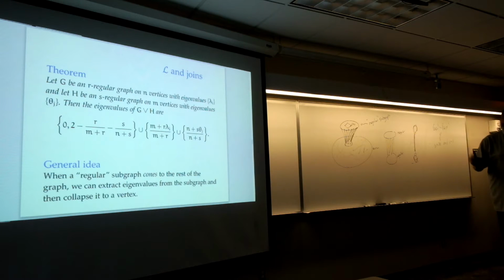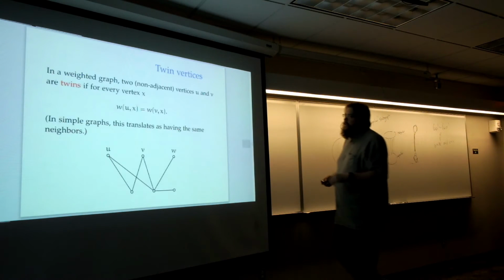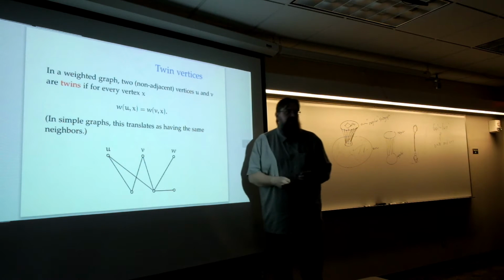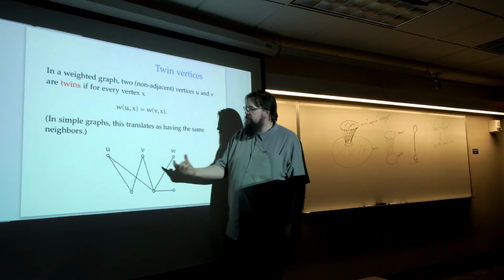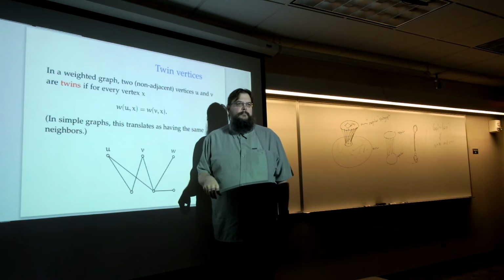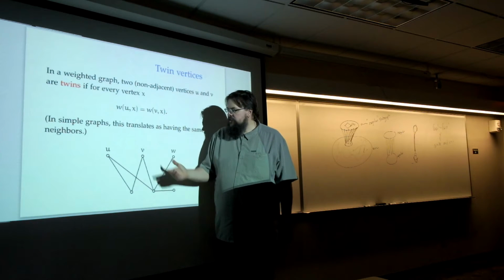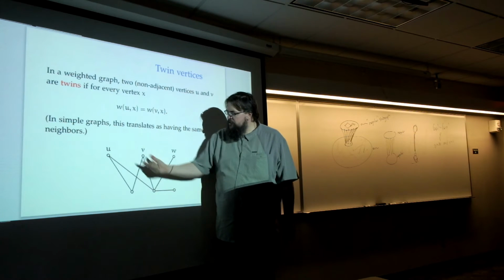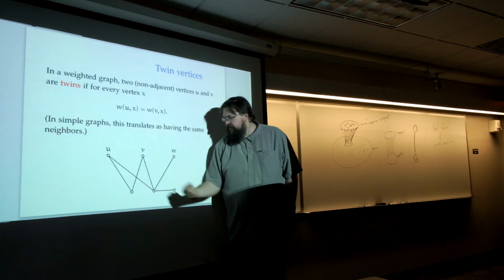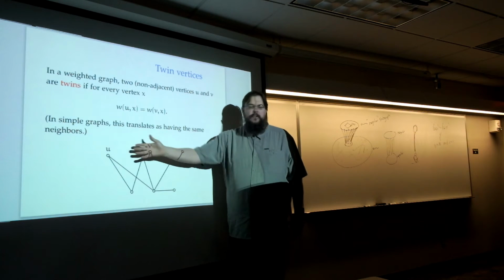So I'm going to do one really easy special case to help put this into context, to help you see what's going on. And that's when we have twin vertices. Twin vertices are really nice. Basically, it says I have two vertices, and they have the same sets of neighbors. There's a little more technical definition once you get into weighted graphs, but that's how you should think of it: vertices which have the same set of neighbors. So U and V both have the same pair of neighbors, but W has a different set of neighbors than those two. So W is not a twin of U and V.